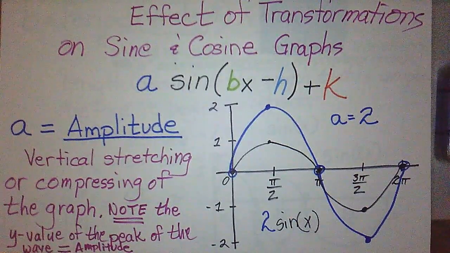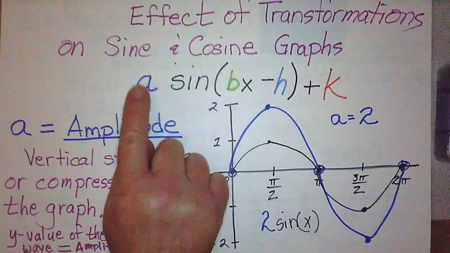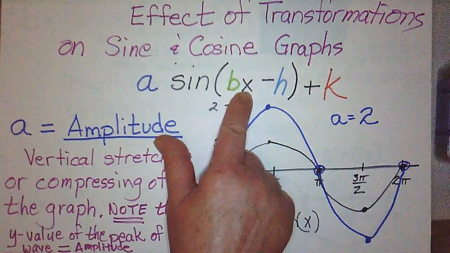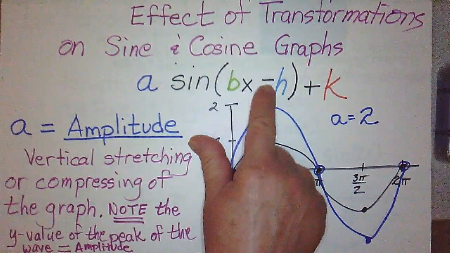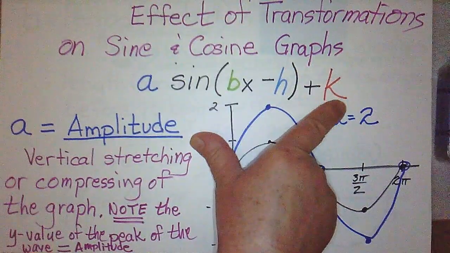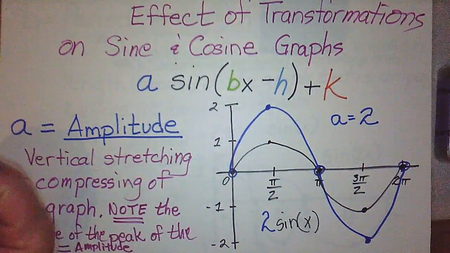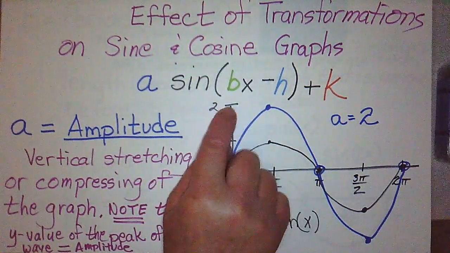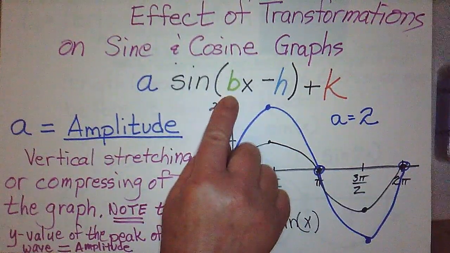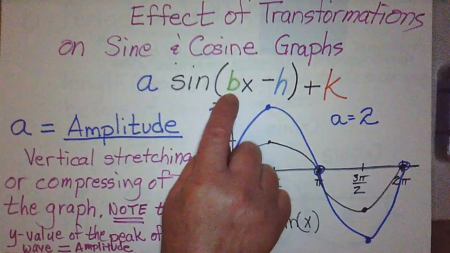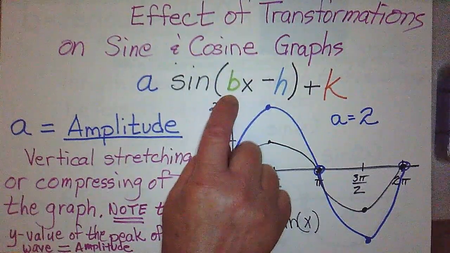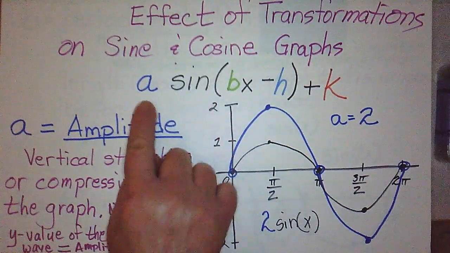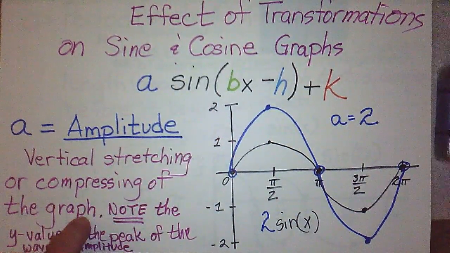All right, so let's take a look at our structure. We've got A times the sine of B times (X minus H) plus K. And like we discussed before, all of these except for B you have learned before. And we learned that B is a compression or stretch horizontally. A is a compression or stretch vertically.